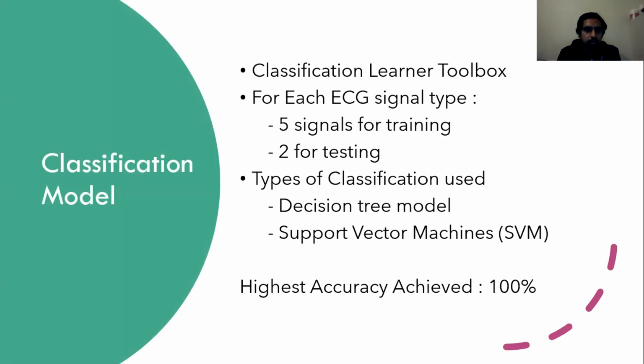Now the classification model. The classification was done using the Classification Learner toolbox in MATLAB. For each ECG signal type, we used 5 signals for training and 2 for testing. The types of classification that we used were decision tree models and support vector machines, SVM. Support vector machines were able to provide us with a very good classification. The highest accuracy that we were able to achieve was 100% for all kinds of features.